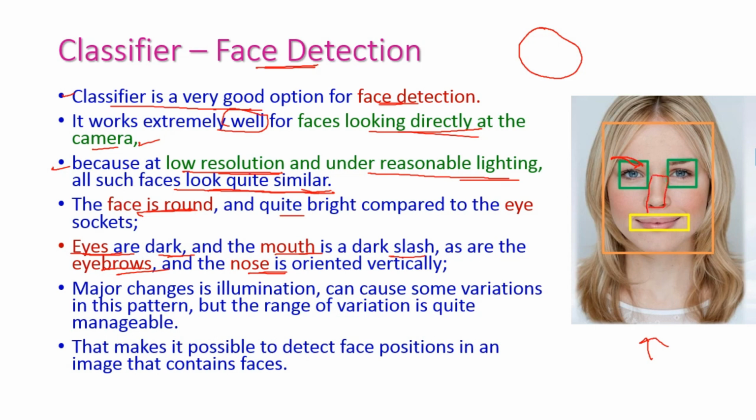So if a face is there, this is the face. In this face there should be two eyes. See these two eyes, and the mouth area and nose area. So to identify the face is very easy. The very big challenge here is illumination. The illumination causes some variations in this pattern, but these variations are manageable, right? So the classifier will easily identify the faces in the images.